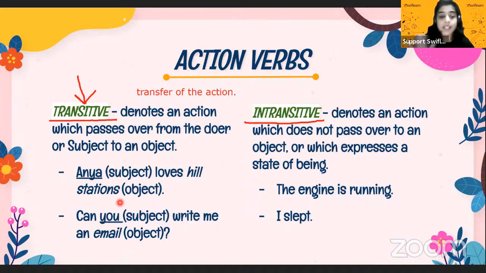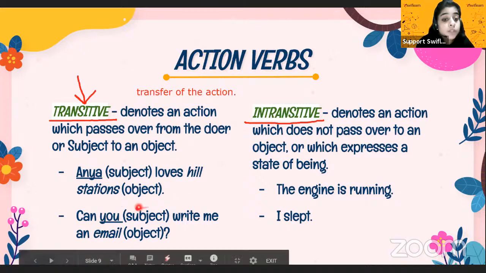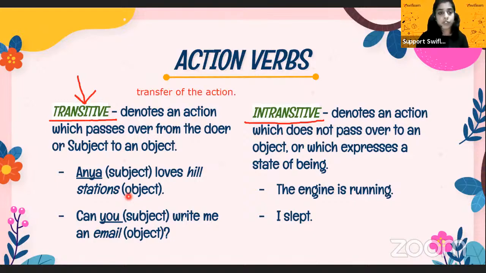Anya loves. It's incomplete. So I need an object to complete the sentence that Anya loves hill stations. I need to tell what Anya loves. So whenever you get confused between transitive and intransitive verbs, just think, are you getting an answer to what? What Anya loves? Anya loves hill stations. And if you really get the answer to what, that means it is a transitive verb because the action is being transferred from the doer to the object. Doer means Anya, object means hill stations.